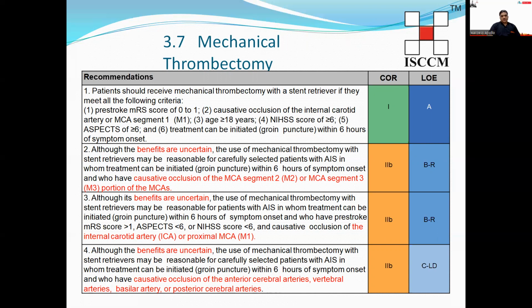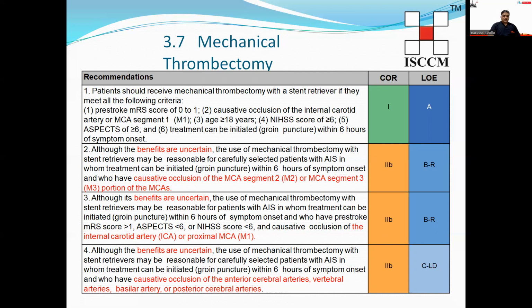Although the benefits are uncertain, use of mechanical thrombectomy with stent retriever may be reasonable for carefully selected patients with acute ischemic stroke in whom treatment can be initiated through groin puncture within 6 hours of symptom onset and who have a causative occlusion of MCA M2 or M3 portion. Recommendation is 2B.